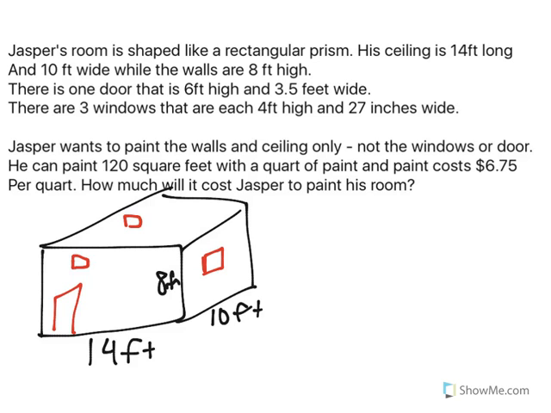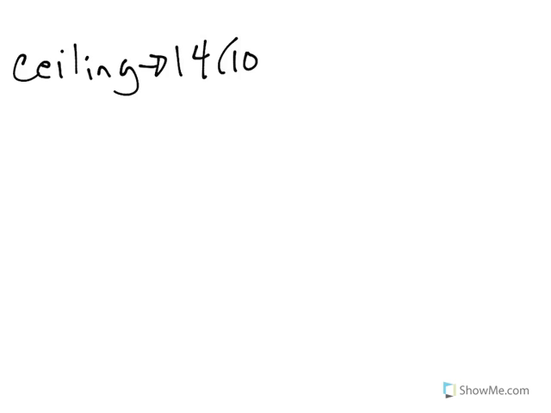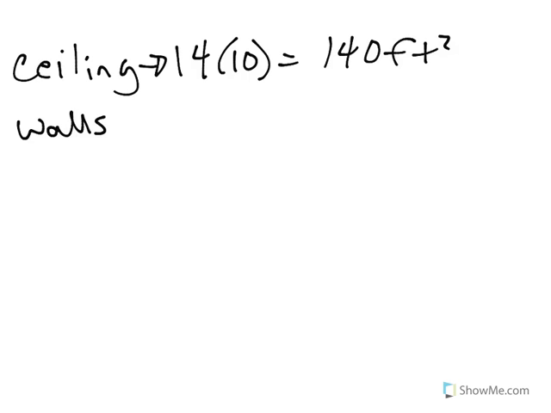So first of all, we're going to think of what's the total area that he's going to cover, right? So we know he's going to cover his ceiling. So let's start with the ceiling. The ceiling is 14 feet long by 10 feet wide. So his ceiling is 140 square feet. Great. Well, what about his walls? Well, the walls are a little bit trickier in terms of process. Okay, so let's circle that because that's kind of a final thing.